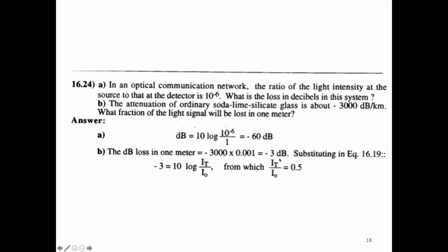So -3. So then if we plug that back into the equation from above and solve for the ratio, I_T over I naught, then that's going to give us 0.5. So effectively, since we have 3,000 decibel loss over 1 kilometer, this tells us that in 1 meter, so again, 3 feet, a meter stick, we lose 3 decibels, which translates to a 50%, 0.5 reduction in the intensity. So our original intensity has reduced by half over this 1 meter.